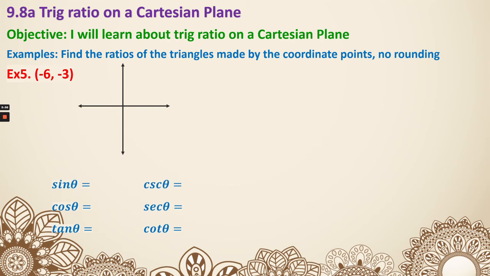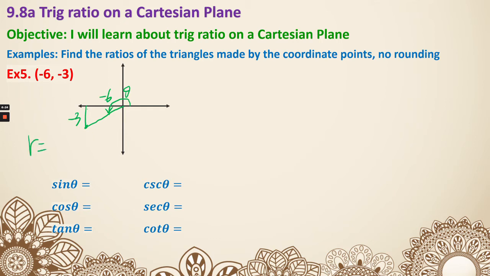Example 5, negative 6, negative 3. So negative 6, negative 3 is around right here. Well, not there. Actually below. Negative 6, negative 3 is around there. So the angle representing is right here. Even though it's not inside the triangle, we can still use the ratio to represent, because that's kind of how reference angles work. So sine theta is going to be, well, we need to find the hypotenuse first.